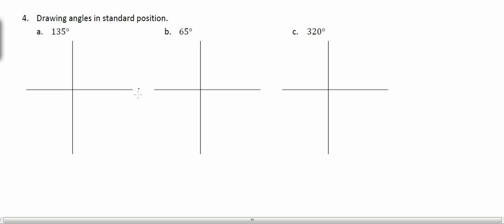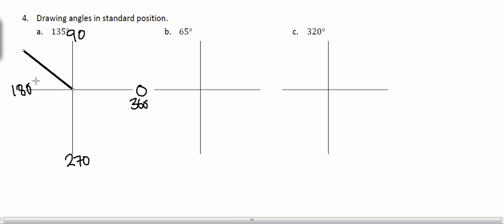So we start at 0 here, and then we're up to 90 degrees over here, 180 degrees here, and 270 degrees. And then all the way around would be 360 degrees. So these borders are going to help us determine where 135 should be drawn. As you know, 135 is between 90 and 180, so we know it's going to be somewhere over here.